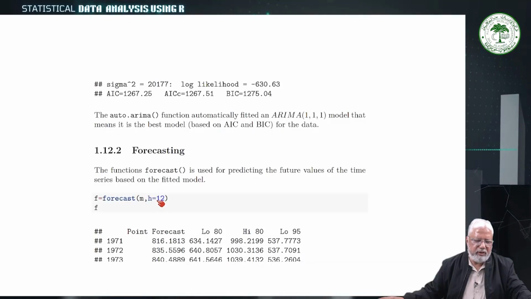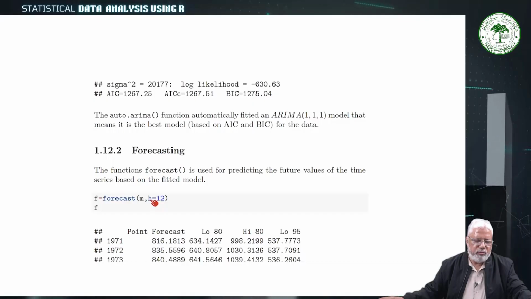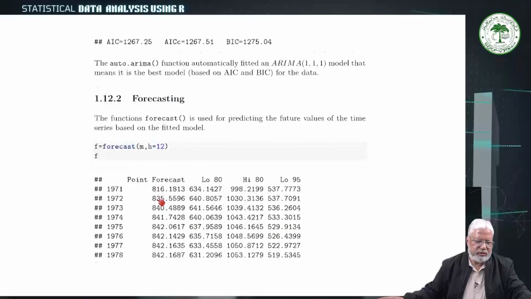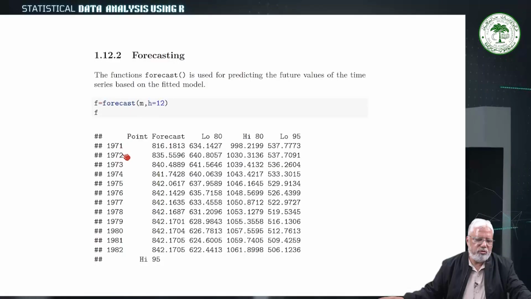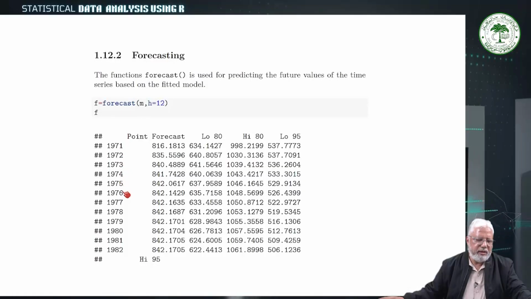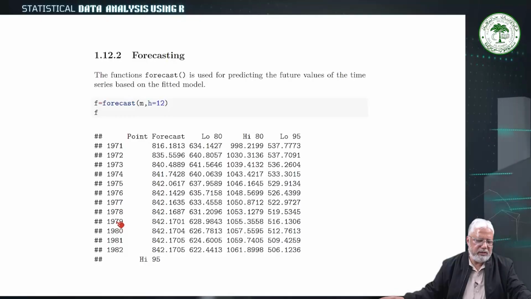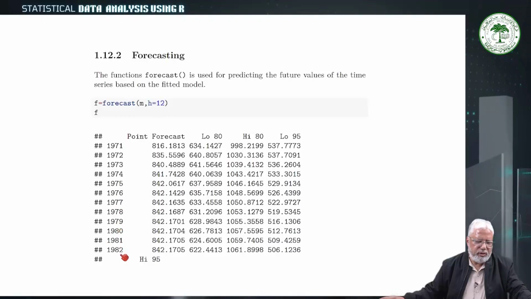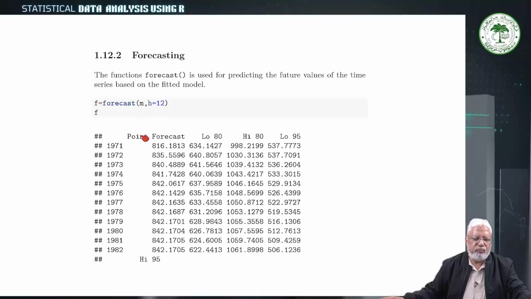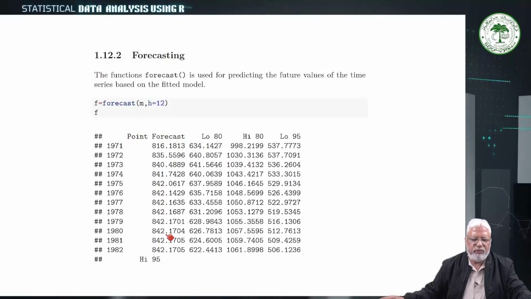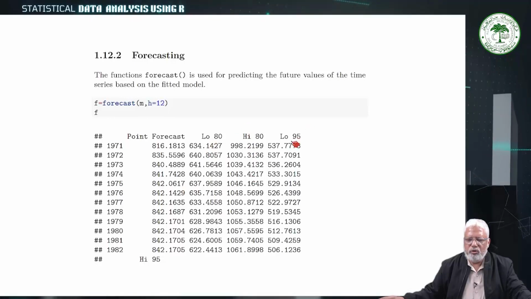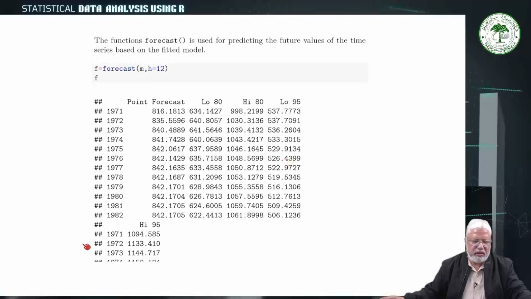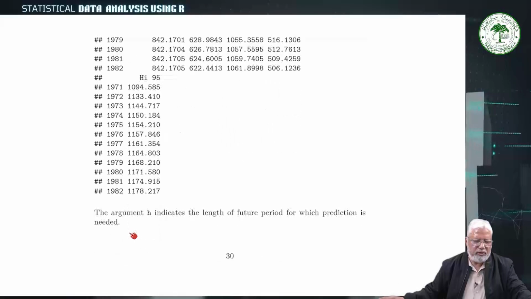Data up to 1970 is given, and now we want up to 12 years of forecast. So 1971 to 1982: 1, 2, 3, 4, 5, 6, 7, 8, 9, 10, 11, 12. So a 12 year forecast. This is the point estimate of the forecast, the level of the flow. This is the low 80%, high 80%, low 95%, and high 95% confidence interval.